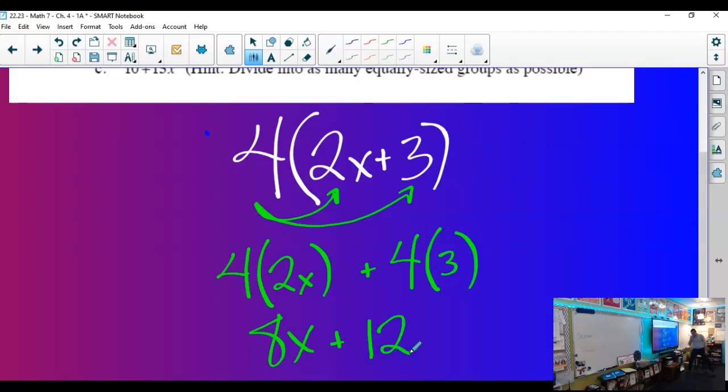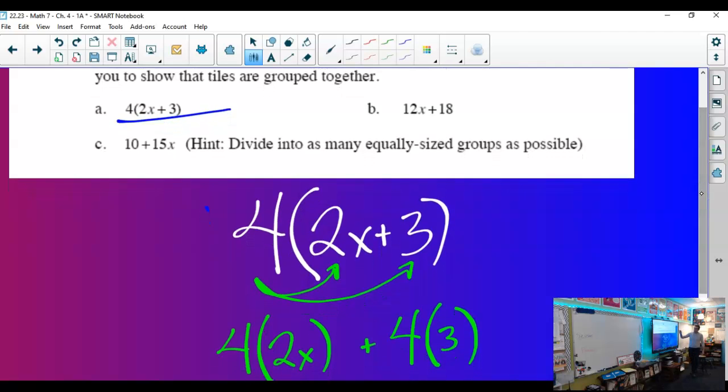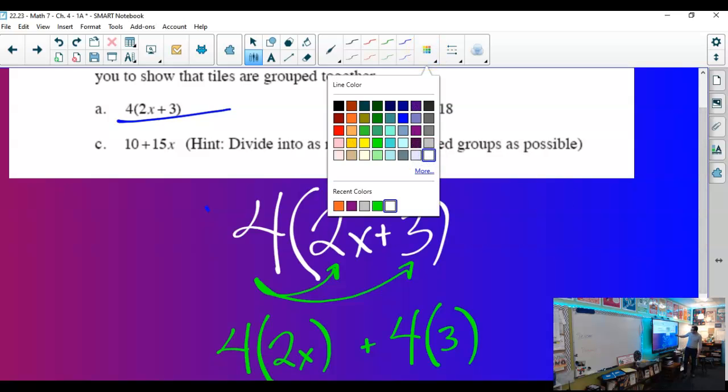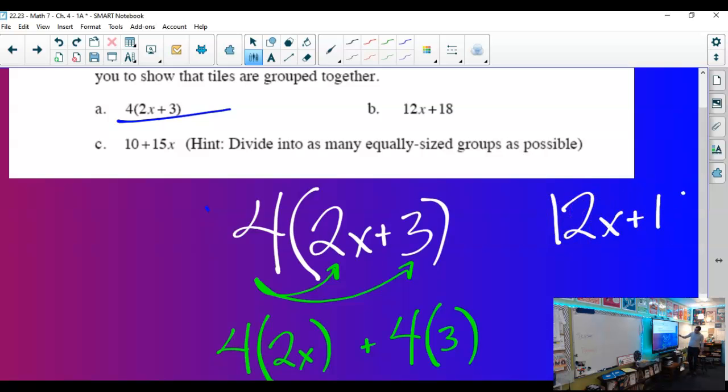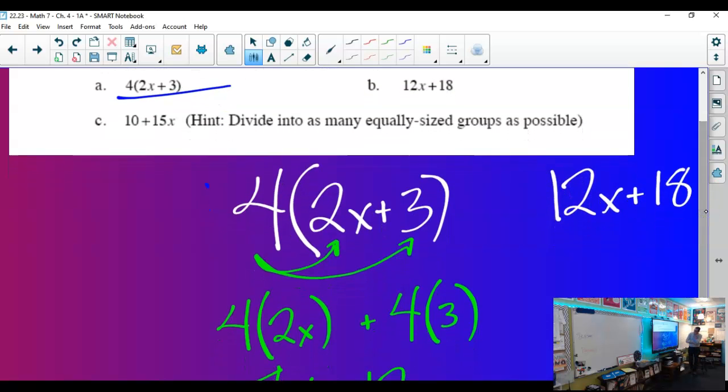Now wait a minute. If this works going forward to figure out how many I have in total, could it work going backwards to break things up into groups? You betcha. So what if we had 12x plus 18? If I think about having 12 x's on my paper, you don't have to get them out because that's a lot of tiles. And 18, 12 and 18, I feel like they get along in a certain way.